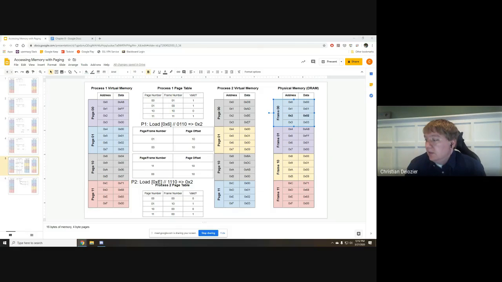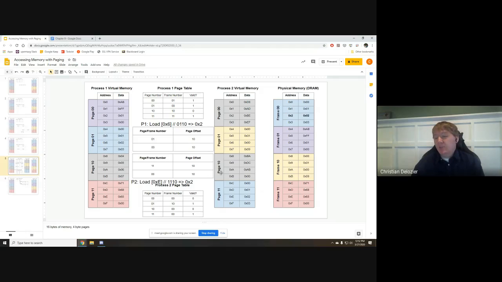Why isn't page number 11 mapped to frame number 11? So they do not have to be the same page and frame. That's part of the point of this. If process 1 and process 2 are both accessing the address 4, they both have valid mappings for address 4. But we want to make sure that those go to different places in physical memory if those are not shared memory.